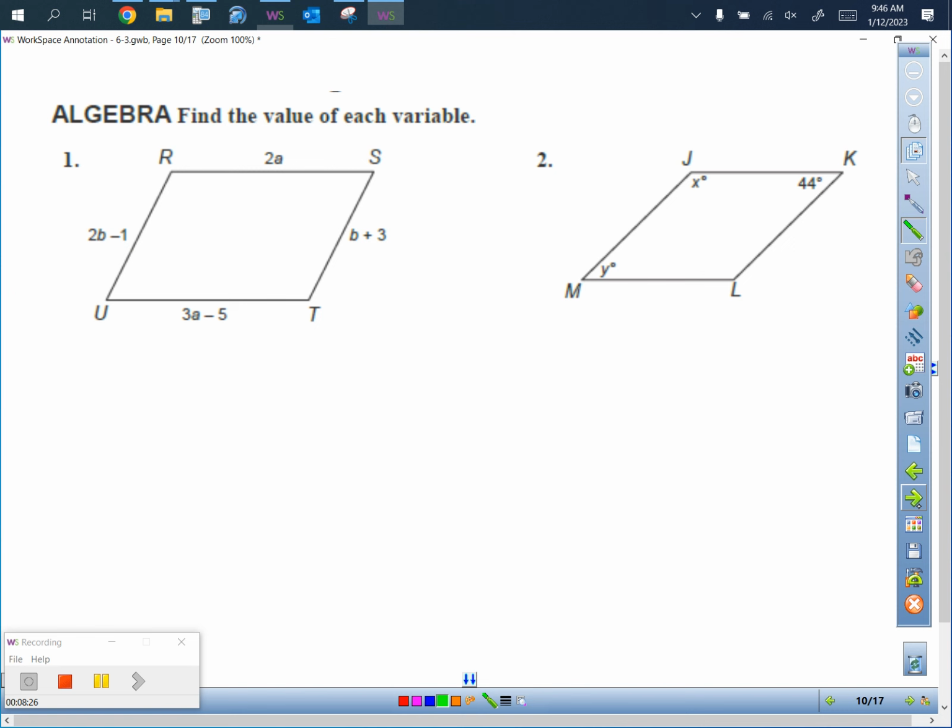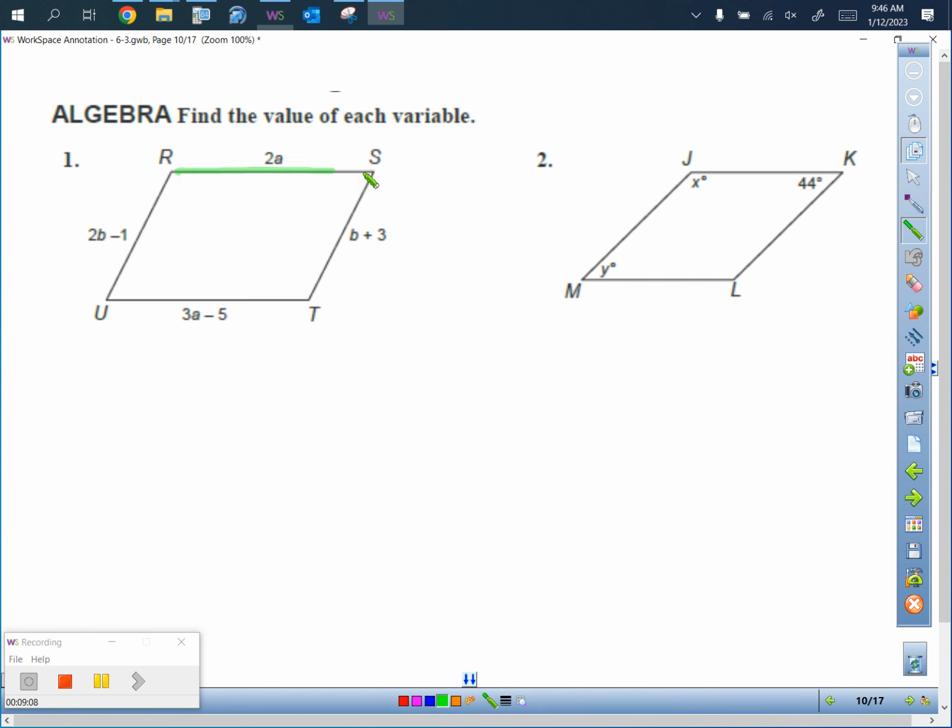Here's how I talk myself through. What did they give me? Sides, angles, or diagonals? What did they give me on problem 1? Sides. Look to your hierarchy and see if there's anything you know is true about the sides. Of course, we know they're parallel, right? That's part of the definition. But property-wise, what do we know?